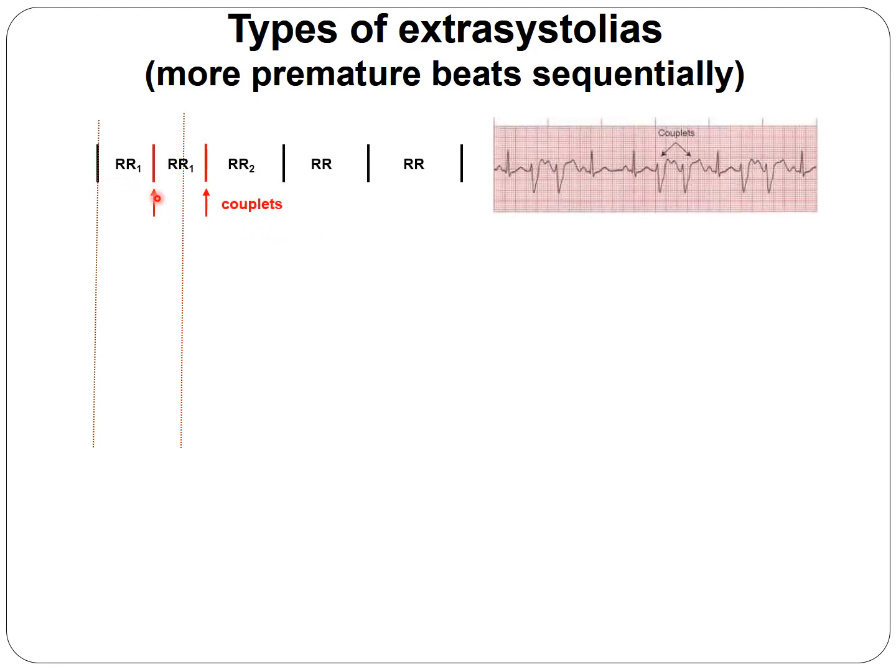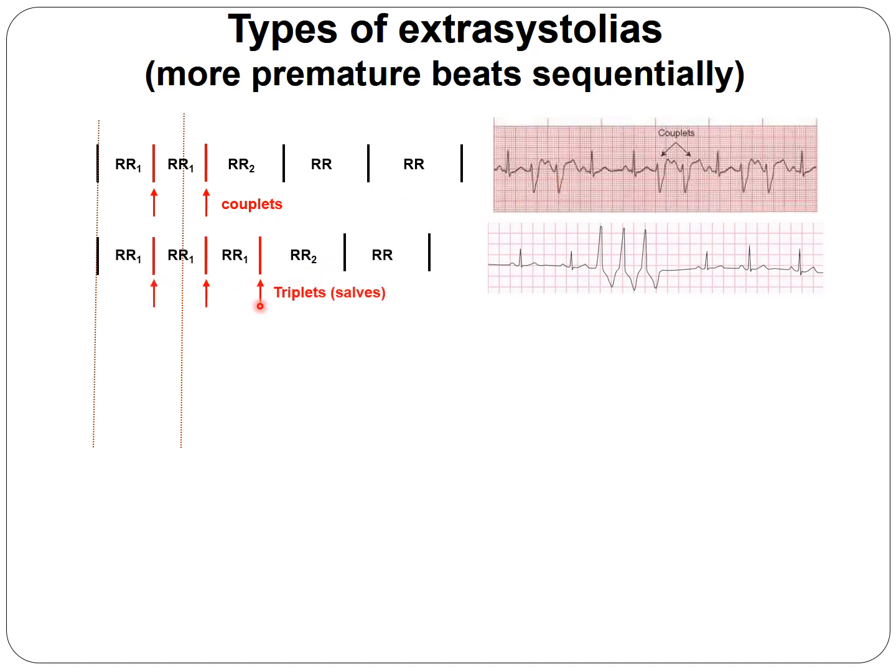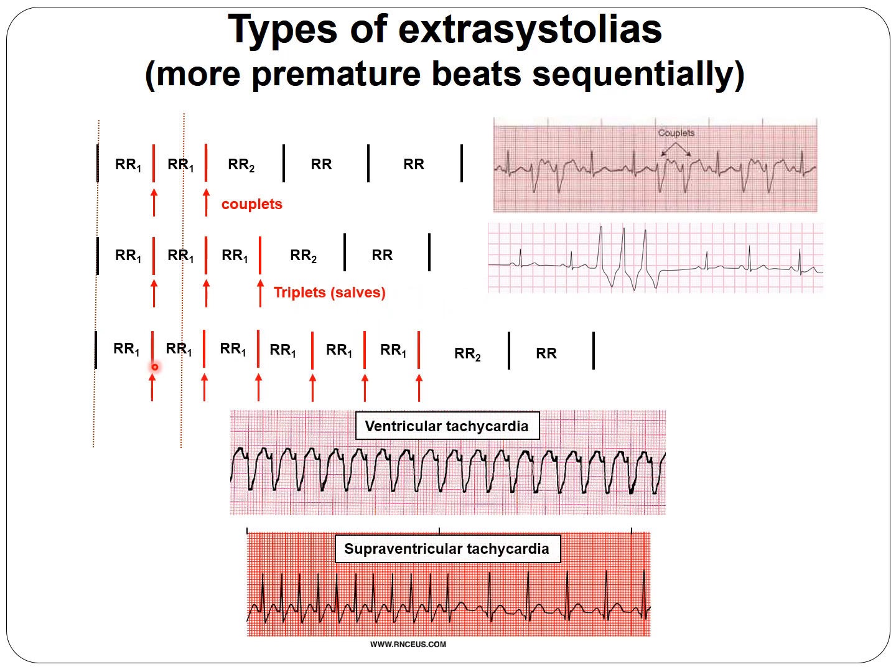It could happen that these premature beats come after each other, subsequently. For example, here we have two fast coming beats, called couplets, or we can have three, called triplets or salvos. If we have more than three, that's called tachycardia. When it originates from the ventricle, that's ventricular tachycardia. When it originates from the supraventricular area, that's called supraventricular tachycardia.